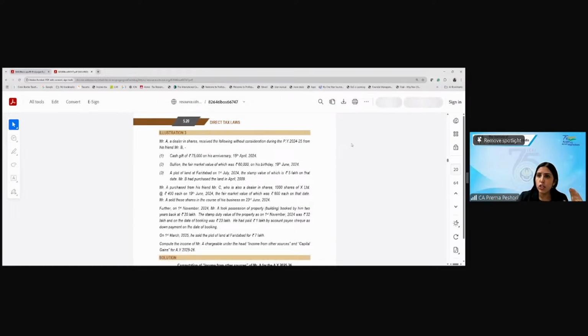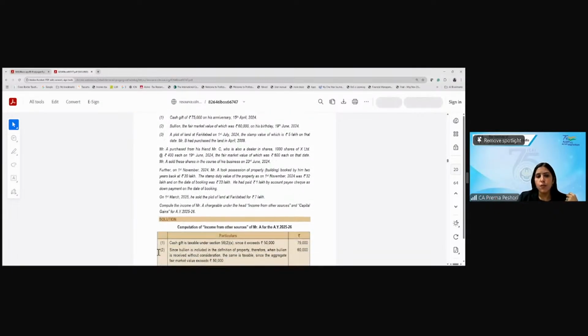Yes, on account of anniversary, correct. So if you see, this is entirely taxable since it exceeds 50,000. It is not that only 25,000 will be taxable. No. Entire 75,000 will become taxable, and this is not received on wedding. This is received on the anniversary.